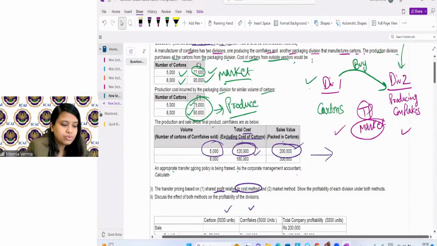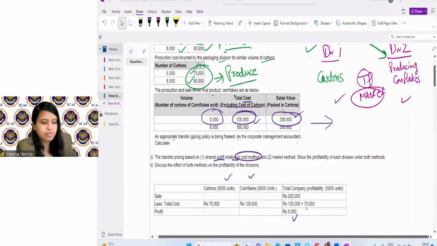All right. Now, what do we have to do? We have to allocate the profit amongst them. So whatever the profit we have here, 5,000 is the profit. We will allocate this profit to them. You can see here we have a profit of 5,000.